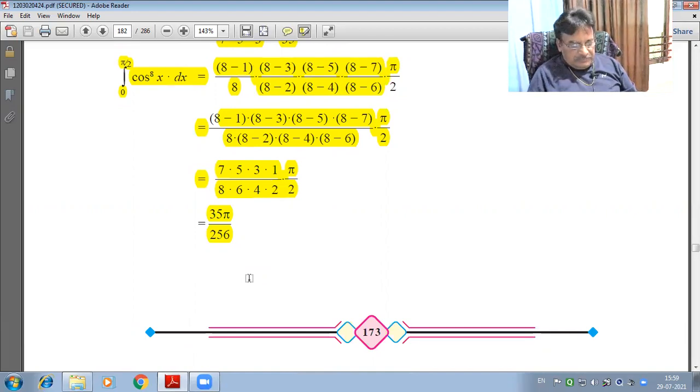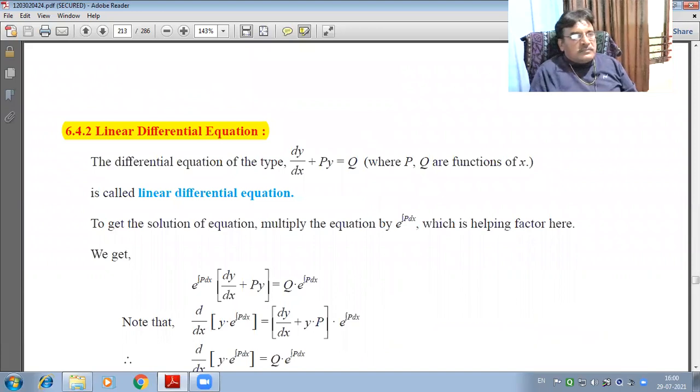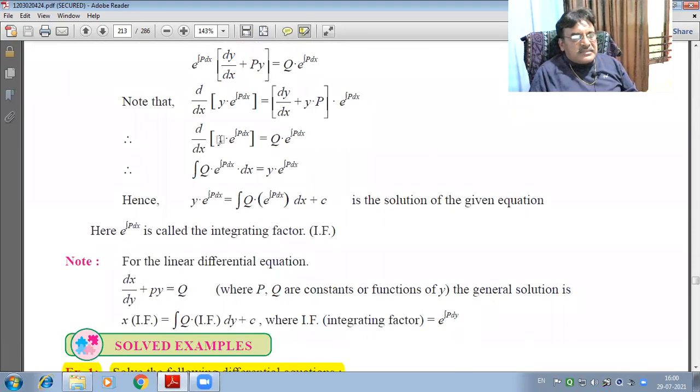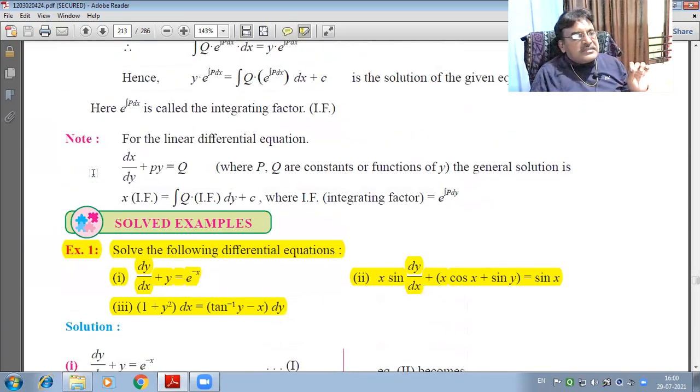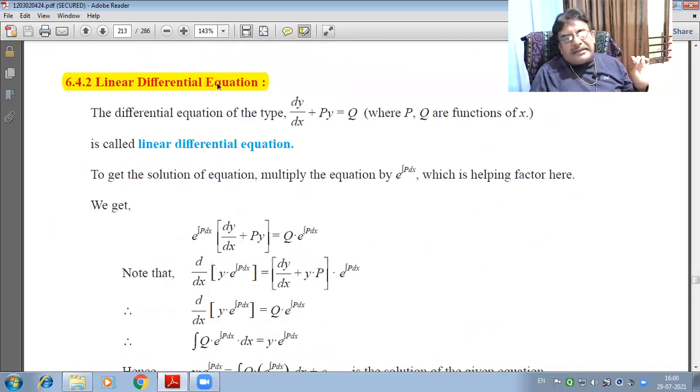Next chapter, differential equation. Linear differential equation is deleted. The unit linear differential equation, on page number 204, is completely deleted.